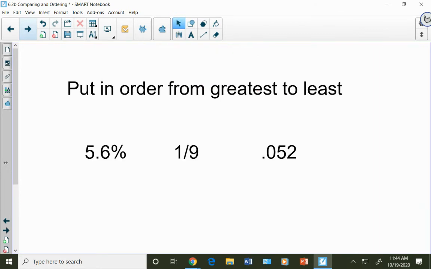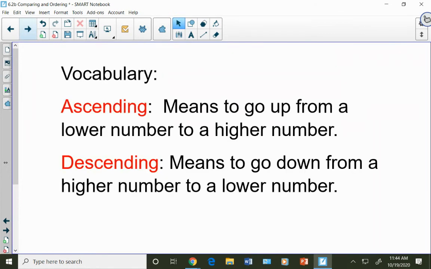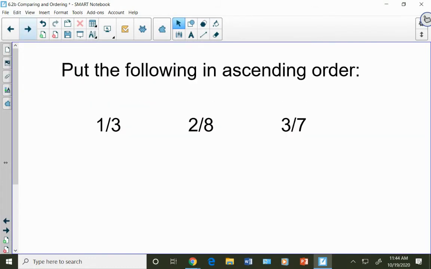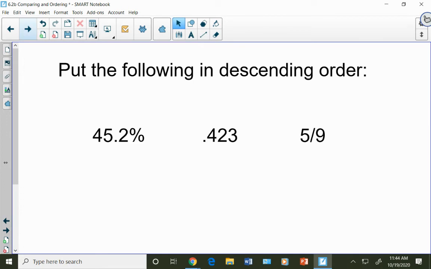Okay, so what do these words ascending and descending mean? Ascending means to go up, to go from a lower number to a higher number. Descending means to go down from a higher number to a lower number. So let's go to this one and see. If it says to go in descending order, I have to put larger numbers to smaller numbers. So I'm looking for the biggest number.